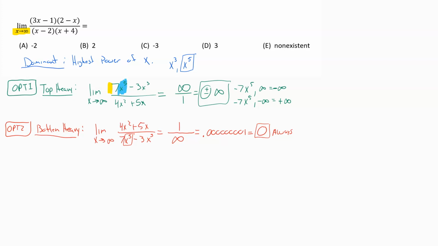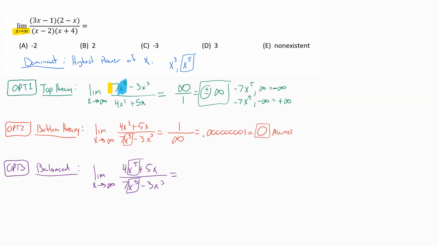And then our third option here is just what I would call balanced. And what I mean by that is that we have equal dominant terms on the top and the bottom. So what you would see here is 4x to the fifth plus 5x, over 7x to the fifth minus 3x to the third. Here in this situation, we have equal dominant terms on top and bottom. X to the fifth is an equal amount of dominance.